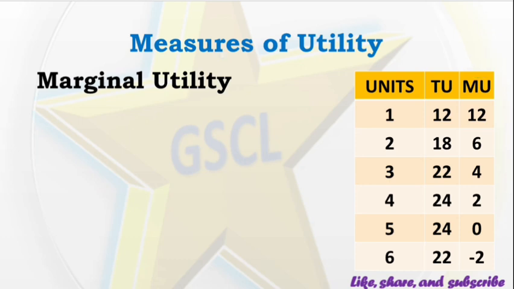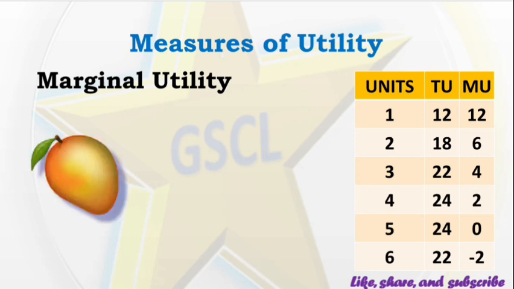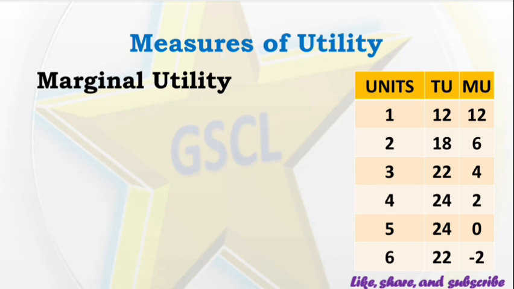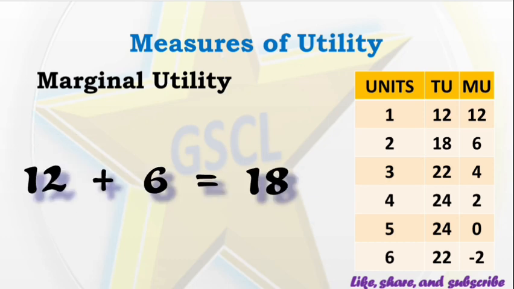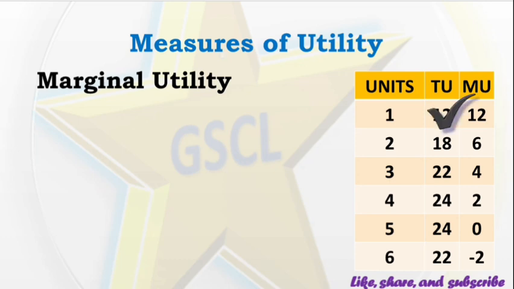Notice that with the second unit of consumption, 6 utils of additional satisfaction is experienced. When the consumer consumed the first unit of mangoes, the utils of satisfaction was 12, and 12 plus 6 is 18. 18 is the total satisfaction level, that is total utility after consuming the second unit of mangoes, whereas 6 is the additional utils of satisfaction, that is the marginal utility.